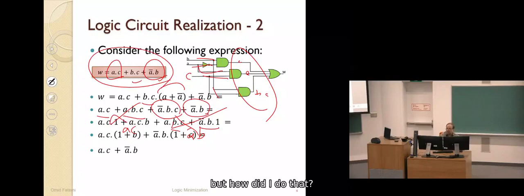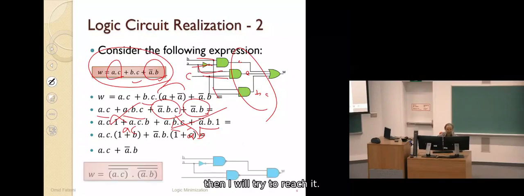But how did I do that? How did I find out that I have to add A plus A naught, AND it with that, and then get some result, and then do absorption, and then make it simple? It's maybe practice, maybe intuition, or maybe a systematic way that will give me the result, and then I will try to show it to you. I knew the result from other ways, then I tried to reach it.